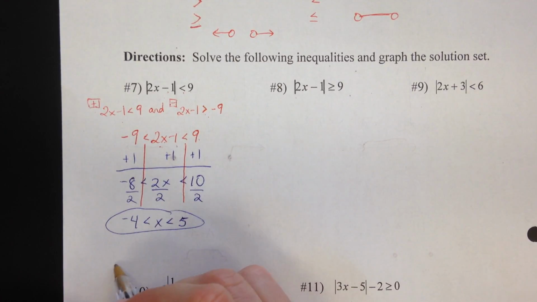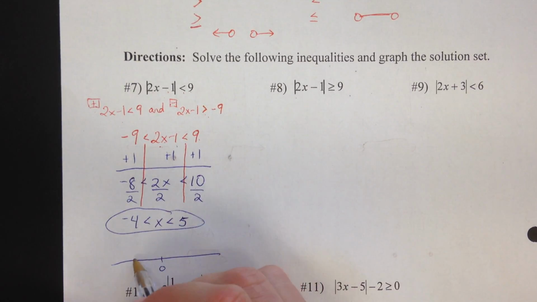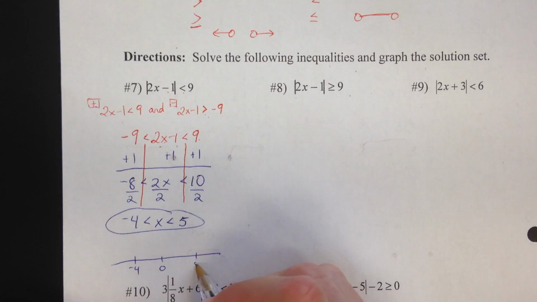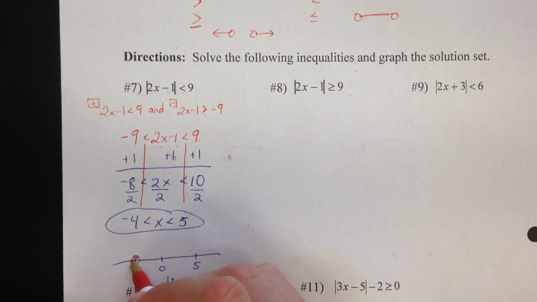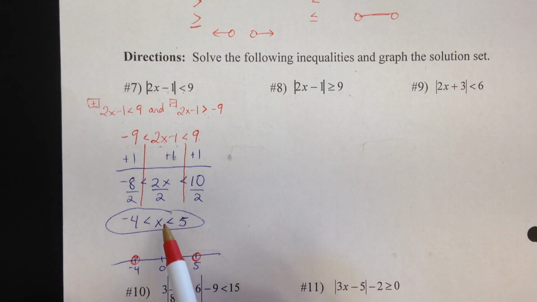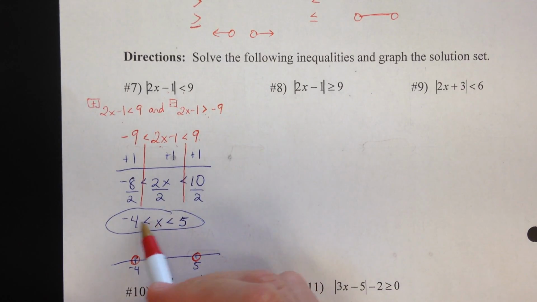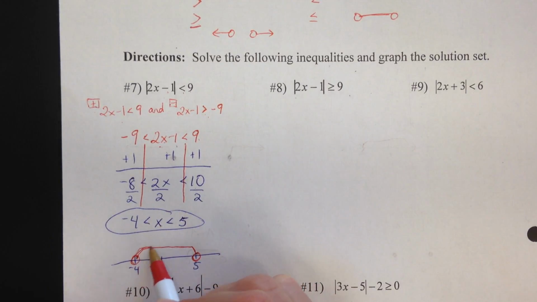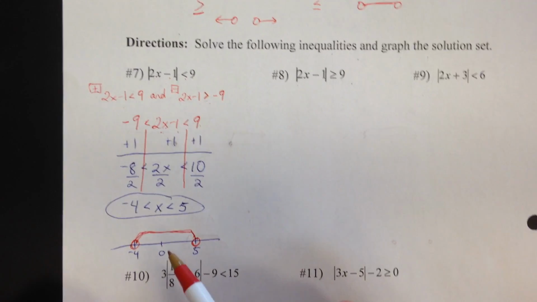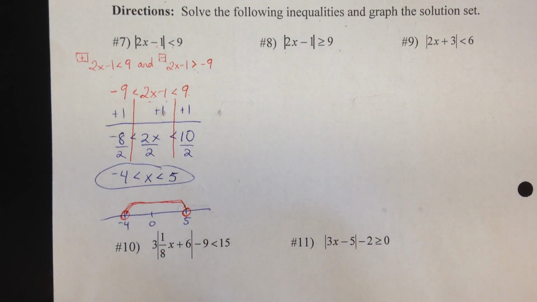There's the solution. So on a number line, the negative 4 and the 5, those are both open. Where's the variable? It's between the values, so I'm going to shade between. And that's our solution set. So I'm going to stop right there. We're going to stop part 1, and we're going to pick up with part 2.